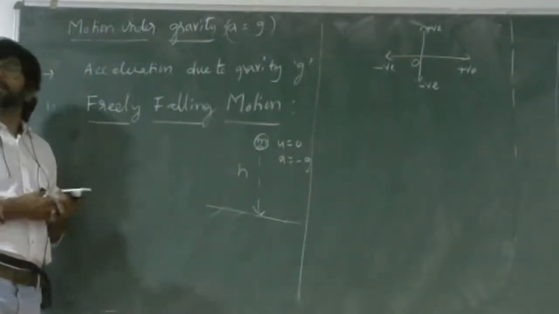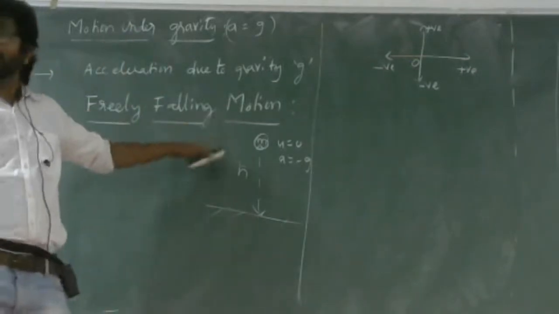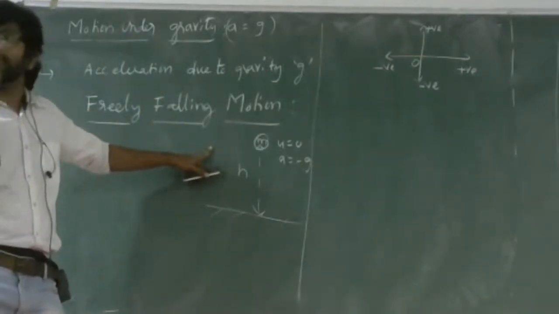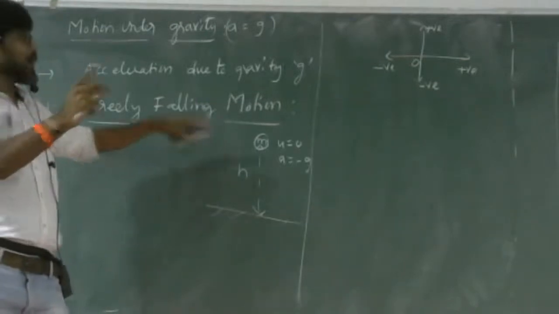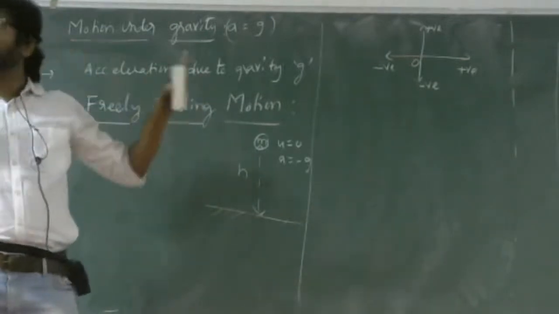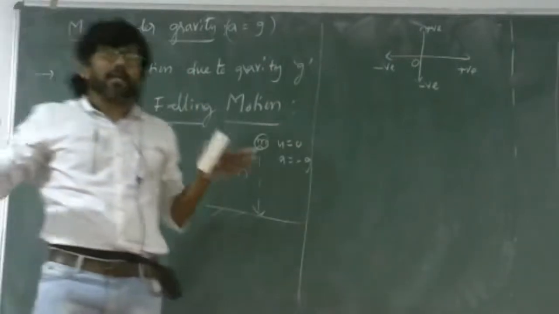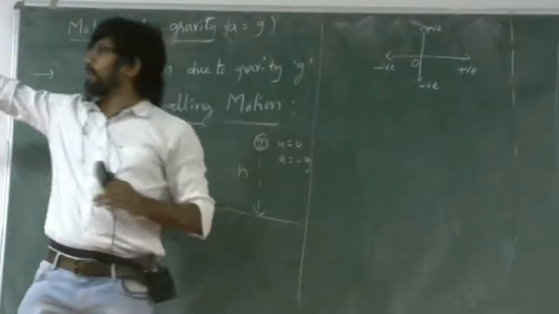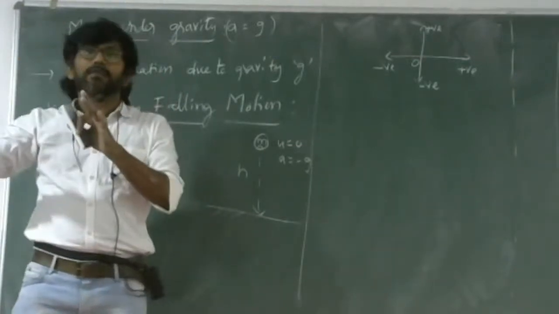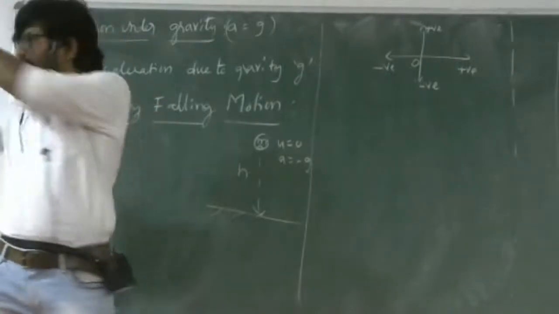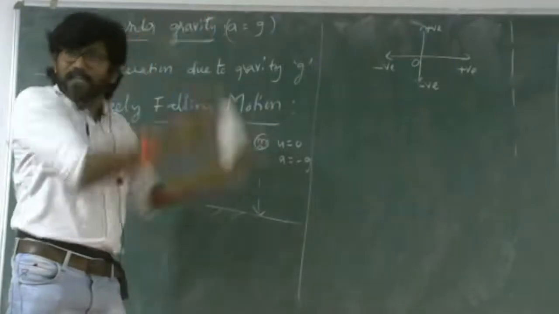And we have to consider some conditions. Only Earth's gravitational influence should act. No other external forces should be considered. For example, if air is blowing and you drop a body from the first floor onto the ground, the body may not fall directly downwards.